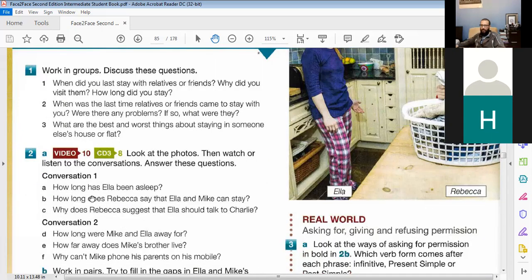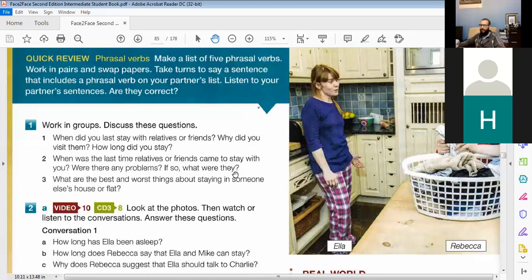The first one, in the first conversation between Ella and Rebecca: how long has Ella been asleep? I think 12 hours. Correct, she mentioned 12 hours, right? And how long does Rebecca say that Ella and Mike can stay? Maybe I hear 2 days, but I don't know. It's 2 days.